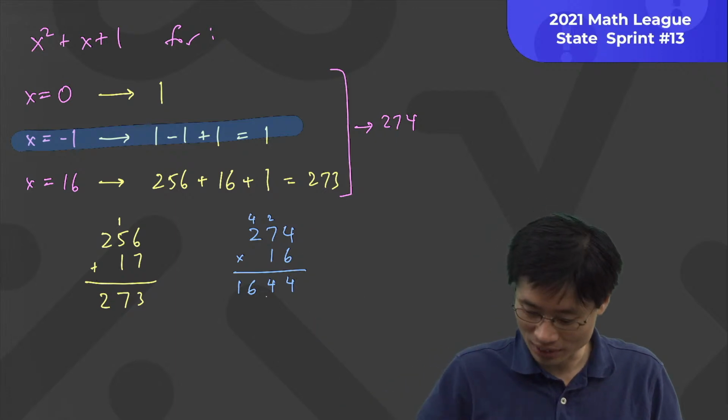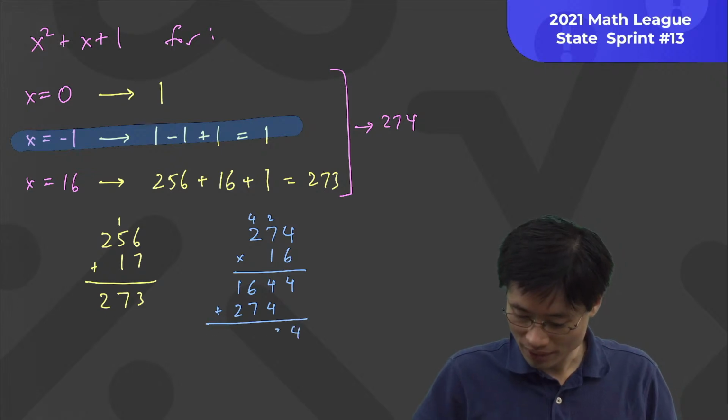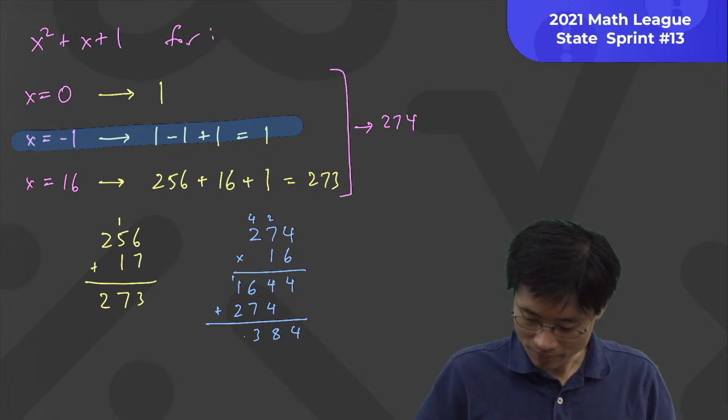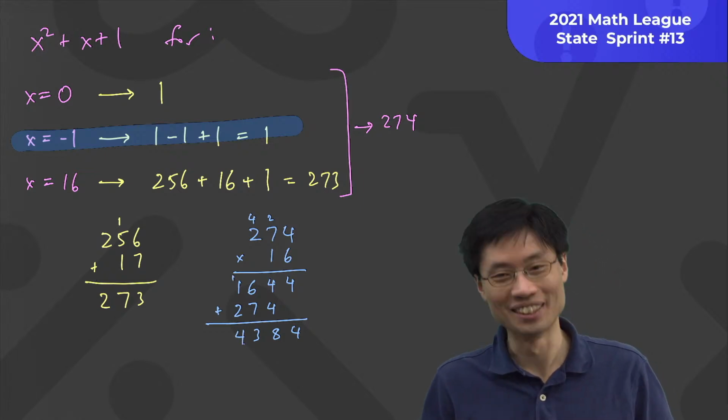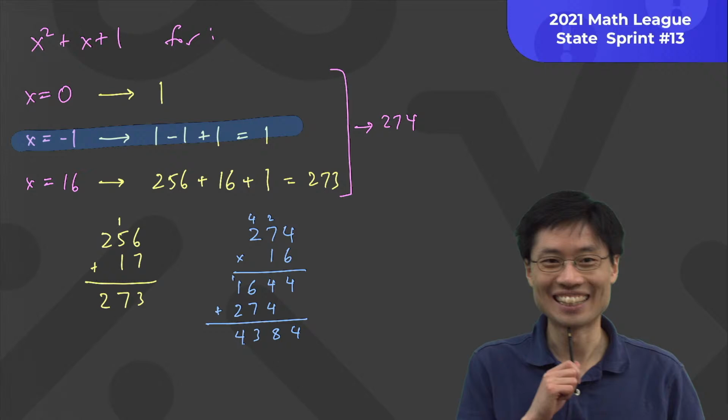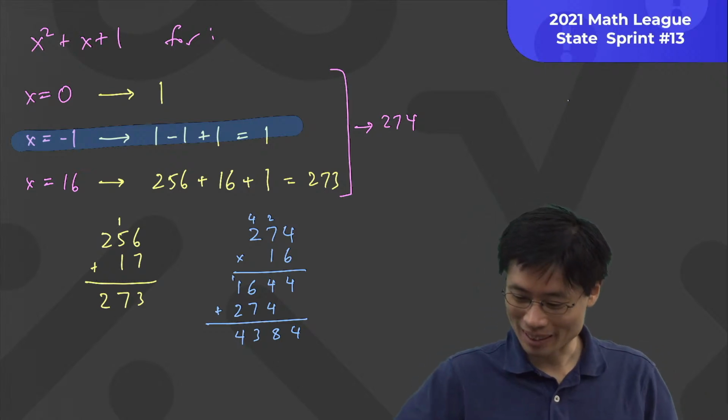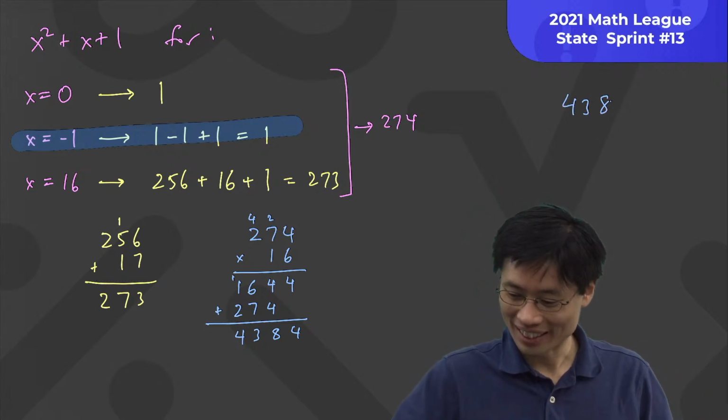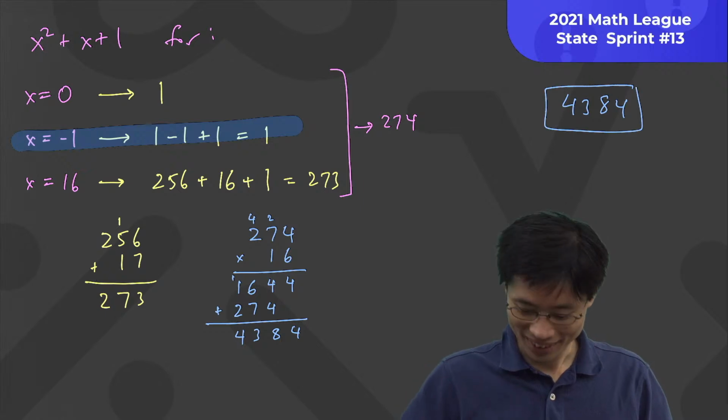And now let's continue. Here we go. And then we add 4, 8. 6 and 7 is 13. Wow, 4384. I wonder if that's right. What a big number. 4384. Let's see. The moment of truth. It's right. Okay, I was scared.